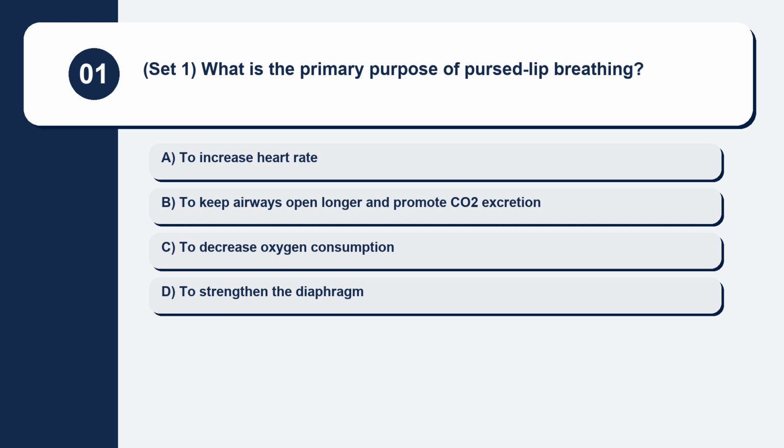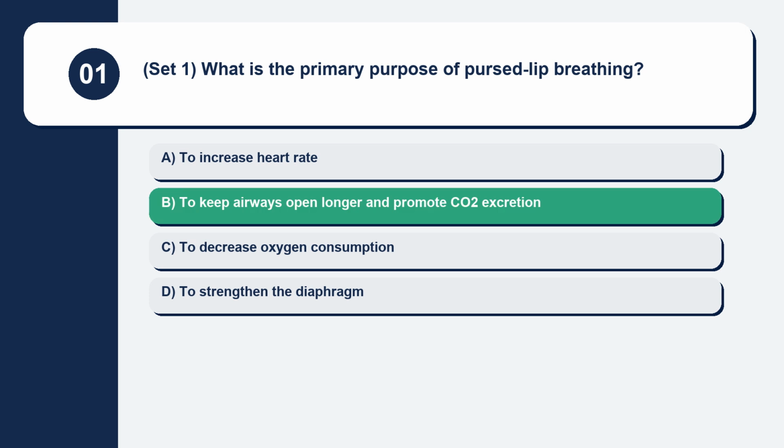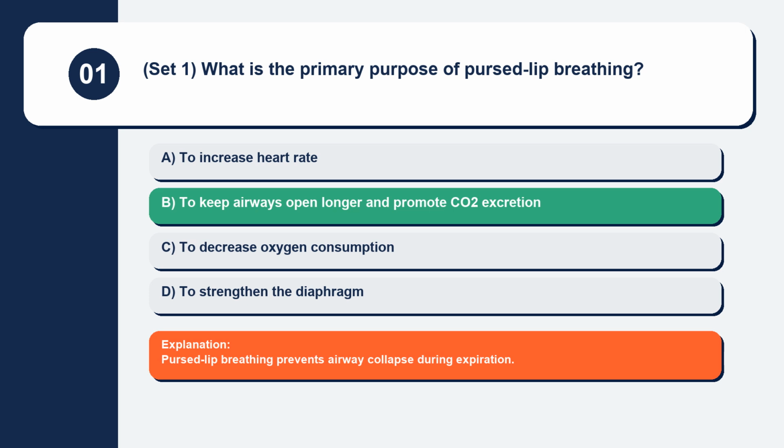Question 1. Set 1. What is the primary purpose of pursed lip breathing? To increase heart rate, to keep airways open longer and promote CO2 excretion, to decrease oxygen consumption, to strengthen the diaphragm. Pursed lip breathing prevents airway collapse during expiration.